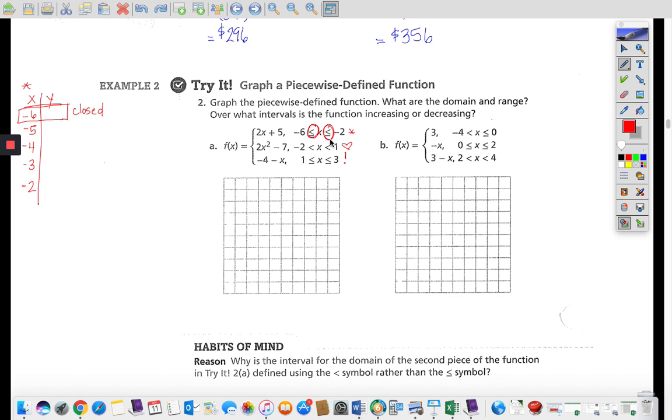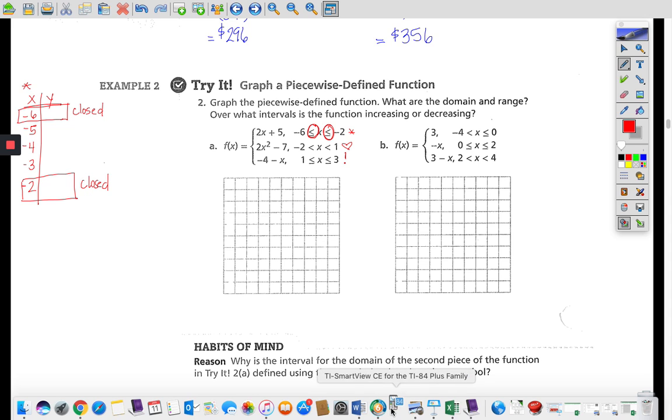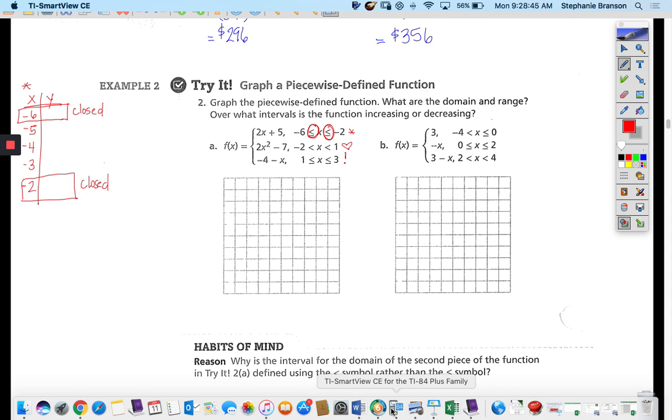All right, because there is a line under the inequality symbol right here at -2, that also tells me that this is going to be a closed circle. Well, how can we figure out what these y values are? That's where we use our calculator. So I'm going to go to y equals and put in the equation 2x plus 5.